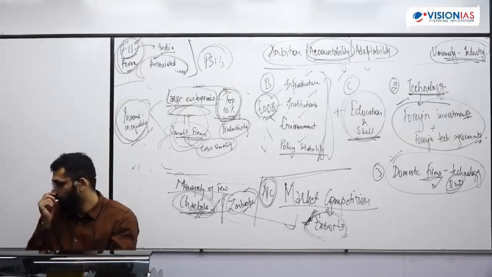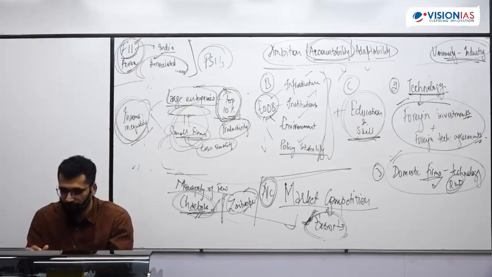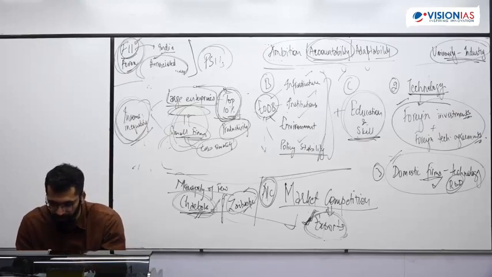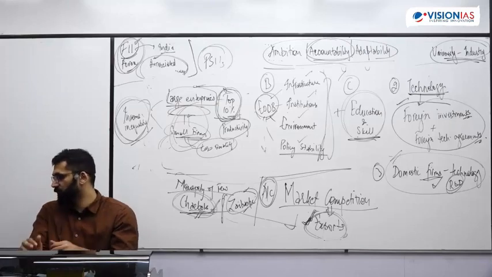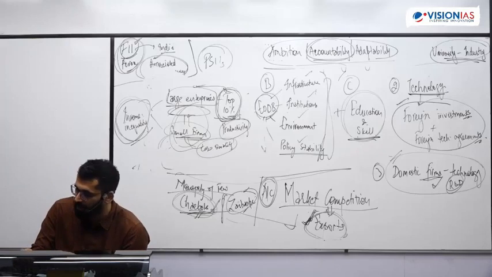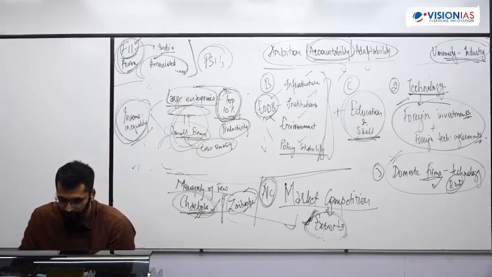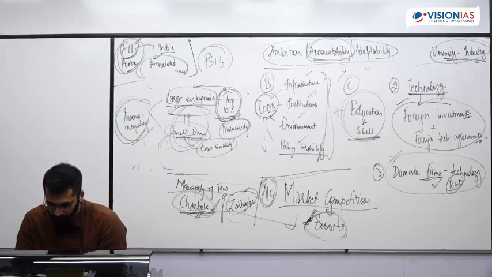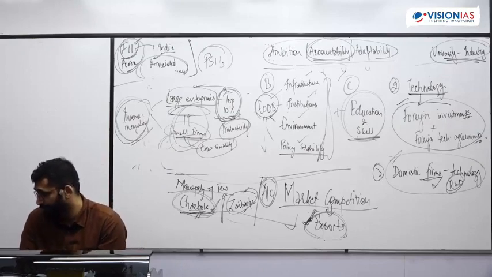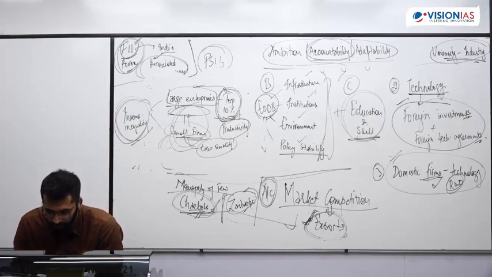Second, the heading is problems in Indian industrialization. First is infrastructure bottlenecks, lack of access to quality infrastructure: power, roads, ports. Second is non-availability and high cost of credit.